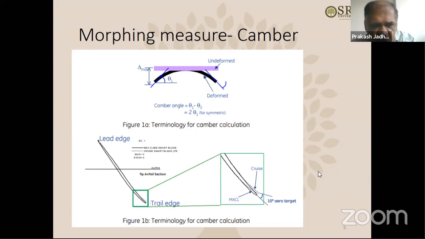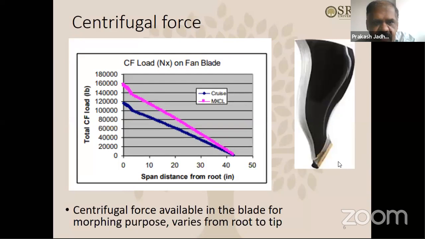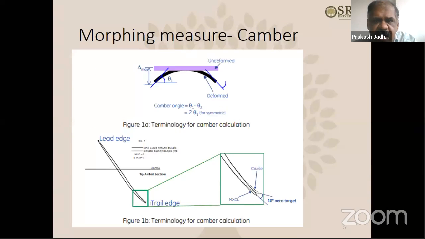So remember our constraint: we cannot change the shape of the leading edge, but we can change the shape of the trailing edge. The trailing edge side is the only part available for changing the shape of the blade. So how do you do it? Let's see. Where is the force coming from for this change in shape? That force we're going to talk about.